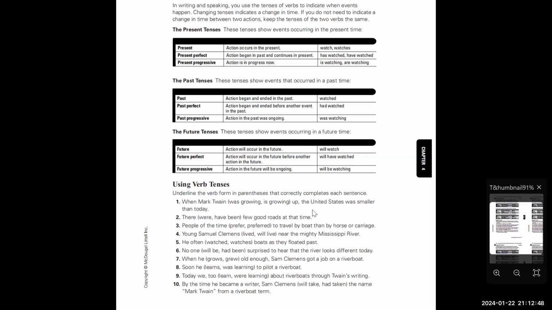"There were" or "there have been" few years. "There were." "There have been." What's your answer?